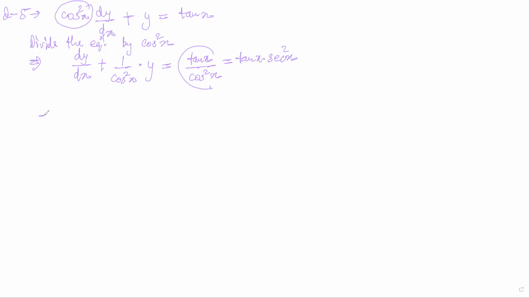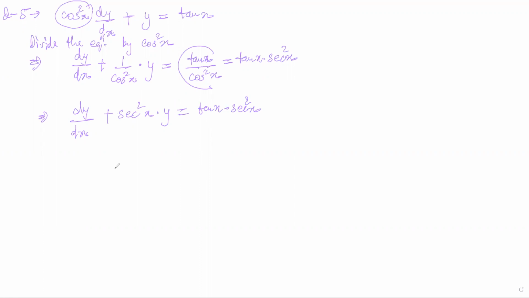And the second term also gets converted to sec square x into y, because 1 by cos square x is nothing but sec square x. So the equation is dy by dx plus sec square x into y is equal to tan x into sec square x. Let's start with the first step.